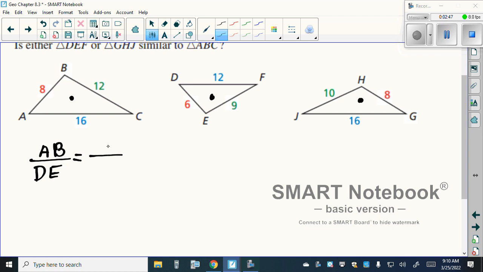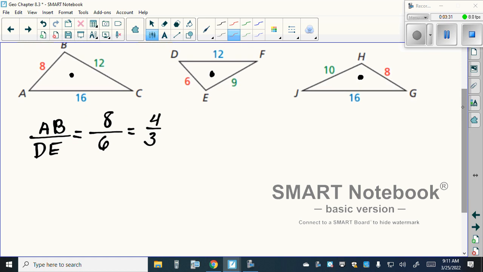Now AB is 8 and DE is 6. Now we need to reduce this down so that we can compare the side lengths more easily. We can do this in a calculator or by hand. We notice that 6 and 8 both have a common factor of 2. We can reduce top and bottom by 2, which gives us 4 over 3. Now that we set this up this way, because we put AB on top, all the other side lengths for triangle ABC need to go on top, because we need the proportions to be the same so that we're not mixing the numbers up.